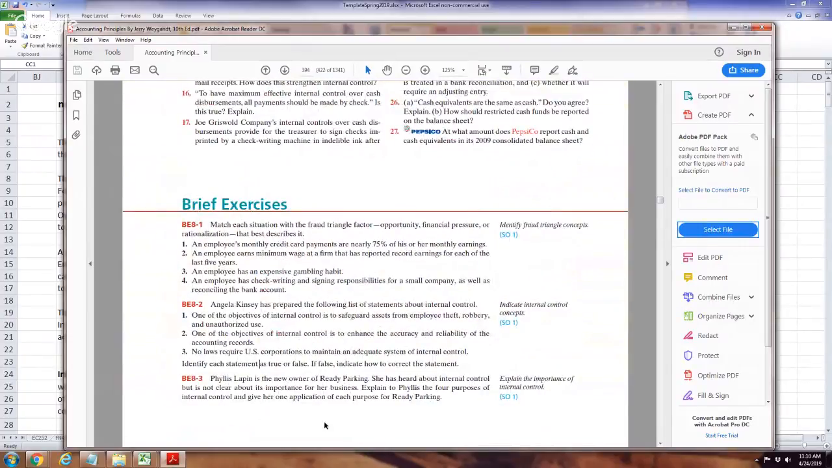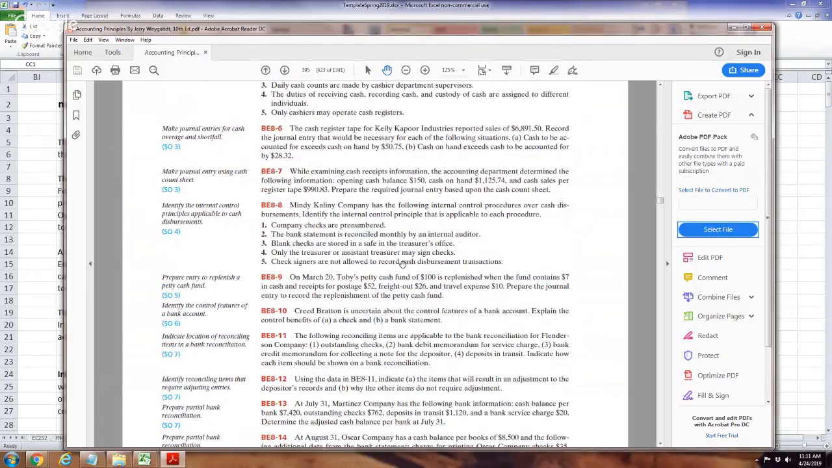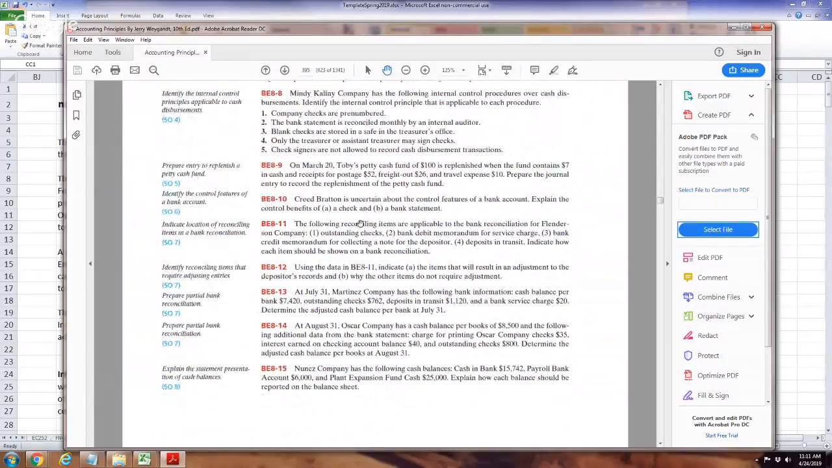There's brief exercises. And again, like I did yesterday with the merchandising chapter for the people who saw that video, we're just going to go through the objectives: identify fraud triangle concepts, indicate internal control concepts, explain the importance of internal control, identify internal control principles, identify the internal control principles applicable to cash receipts, make journal entries for cash overage and shortfalls, make the journal entry using a cash count sheet, identify the internal control principle applicable to cash disbursements, prepare an entry to replenish a petty cash fund, identify the control features of the bank account, indicate location of reconciling items in the bank reconciliation, identify reconciling items that require adjusting entries, prepare a partial bank reconciliation, prepare a partial bank reconciliation again, explain the statement of representation of cash balances, and then we have some review questions, and we'll see if we have time to slide over to those also.